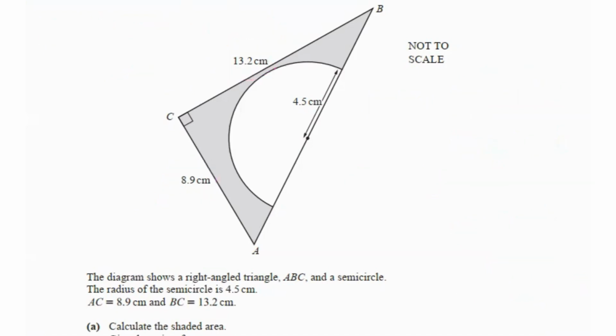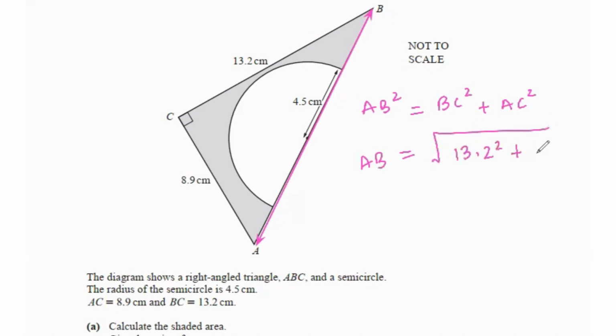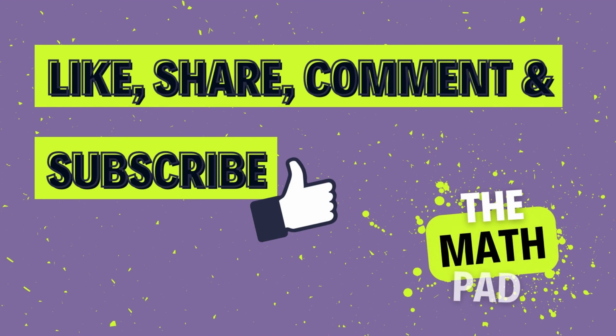Then we have to find the length of AB. So AB is this length over here. Since AB is this length and the triangle is a right angle triangle, we can use Pythagoras, which means AB square, which is the hypotenuse, would equal BC square plus AC square. AB would equal the square root of 13.2 square plus 8.9 square. And that is going to give us 15.92 centimeters. That is your answer.